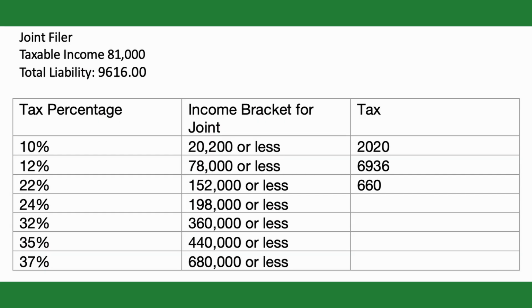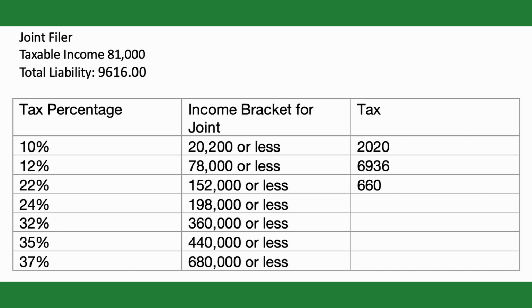$13,908. So now we're going to look at this example if it was for a joint filer. So in this case, a joint filer would actually not be in the 24% bracket, but they would actually be in the 22% bracket. For the 10% bracket, the total amount of income tied to that is $20,199.99. So the tax liability rounded up is going to be $220.